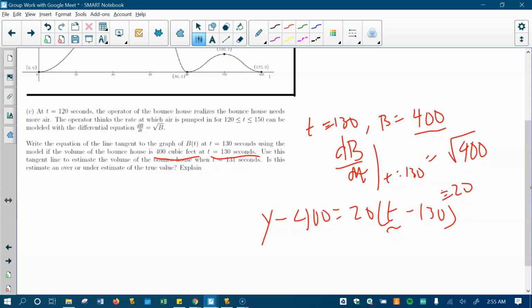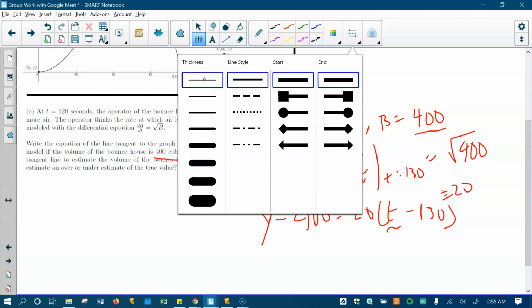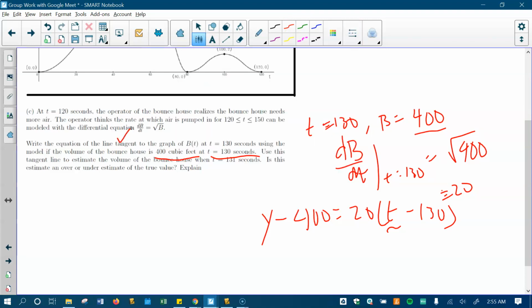Okay, next. Let's go ahead and plug in. So that takes care of our first part of this long problem. We got the first part done, right? The equation of the tangent line.